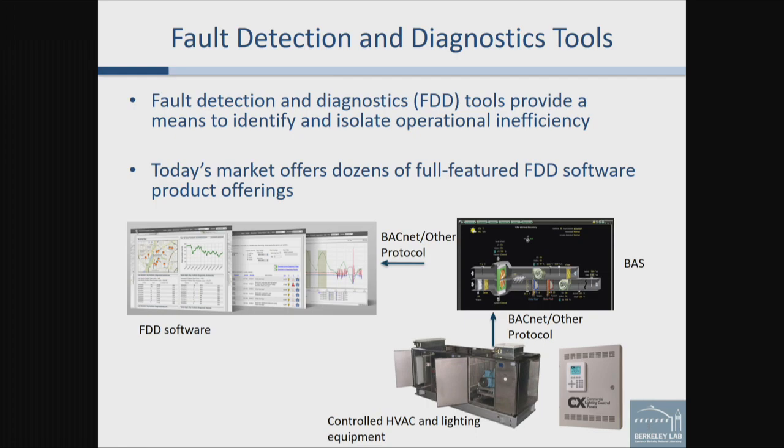Fault detection and diagnostic tools are a type of building analytics tool, and I'm showing the workflow here. In a building HVAC system, we see equipment like the air handling units here, the chillers, boilers, and pumps. In a commercial building we have a control system, which we call the building automation system. It sends out control commands to modulate the performance of this equipment.